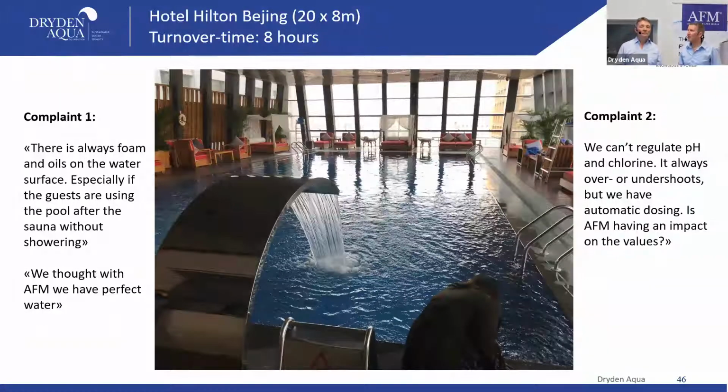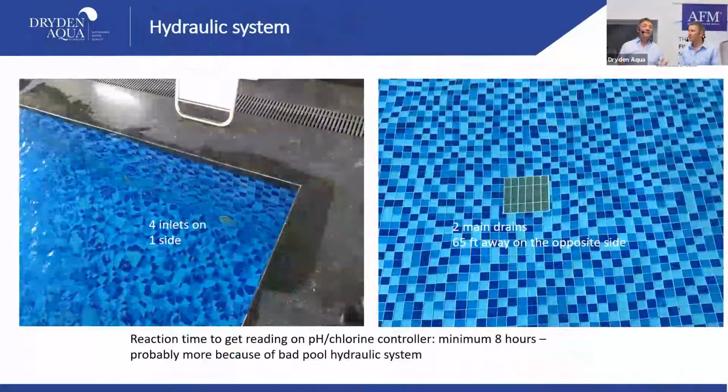The second complaint was that they couldn't regulate their pH and chlorine. It was constantly overshooting and undershooting. They had an automatic dosing station, but it was always overdosing and underdosing. And first they said, well, why do we have this foam on the surface? Because we have AFM. And actually, you see this here from the picture. The water clarity was good. Honestly, I couldn't believe how good it was, for the lousy filtration they had.